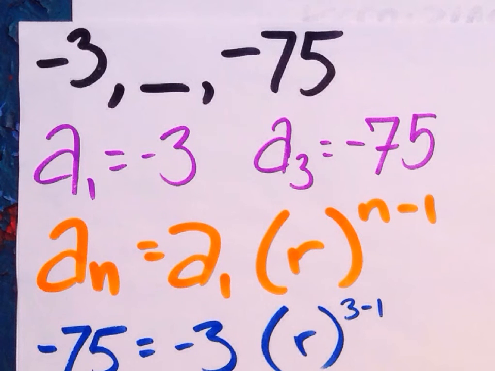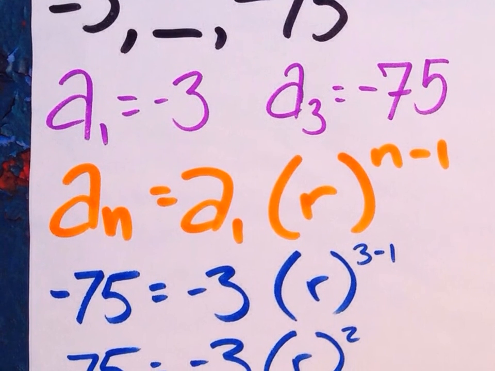What do we do if we know the first term, in this case negative 3, and the third term, in this case negative 75, but we don't know what the common ratio is? Well, we're going to use the explicit equation formula to our advantage by popping in this information. Let's say that instead of a sub n, we're going to do a sub 3, which we know is negative 75. So let's pop in negative 75 equals the first term, which we know is negative 3, times the ratio, which we don't know, raised to 2, because 3 minus 1 is 2, and we're working with the third term.